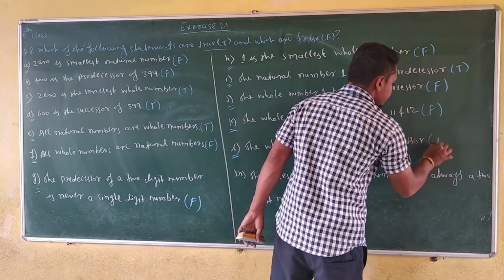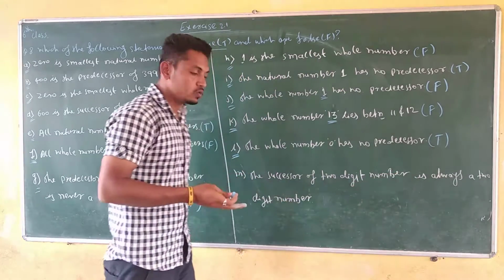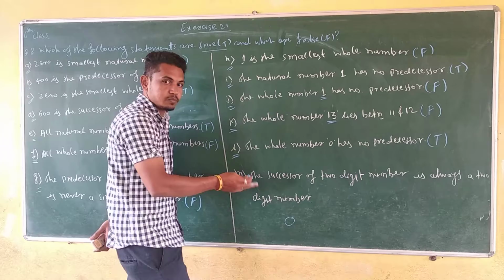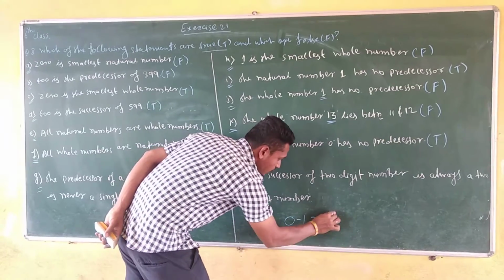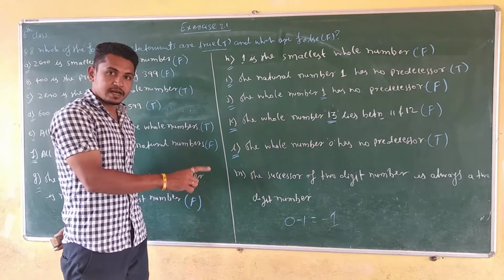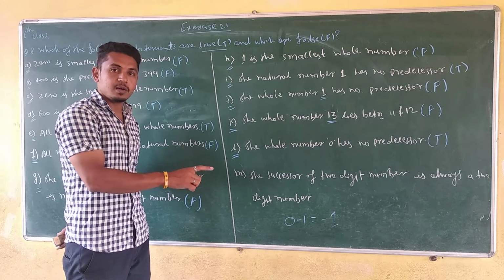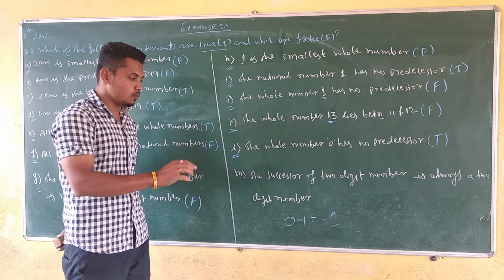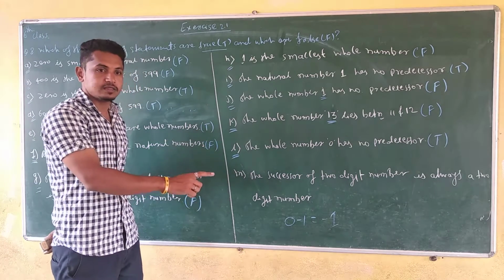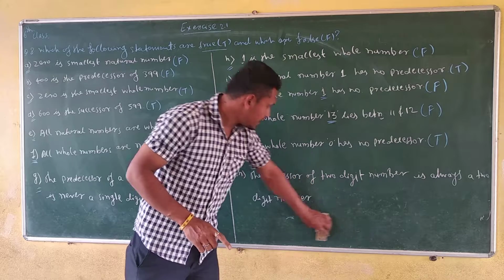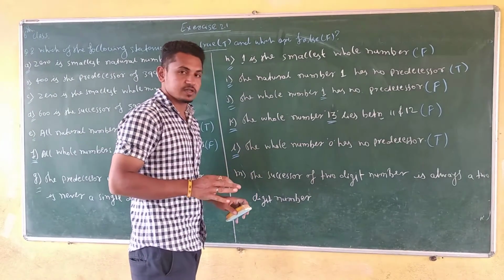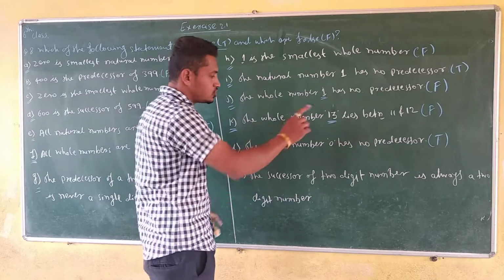The whole number 0 has no predecessor. Correct? True. Why true? See here, we have to find the predecessor of 0. 0 minus 1 is equal to minus 1. Is minus 1 a whole number or not? No. Minus 1 is not a whole number. Minus 1 is an integer. Is it right? So that's why the whole number 0 has no predecessor. This statement is true.